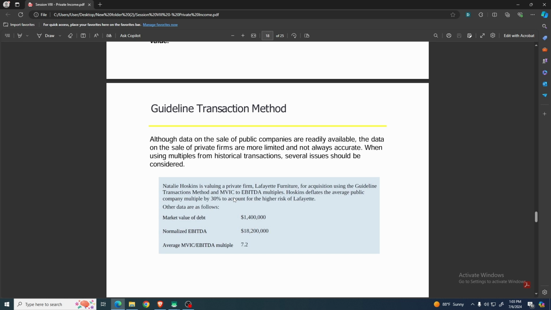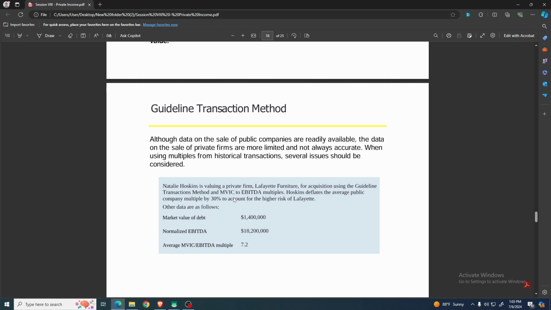So you apply the multiple from similar-scale public firms when you're going to value your private company. These factors need to be thoroughly remembered throughout the entire valuation process. So the process of the guideline transaction method: first, you need to identify comparable transactions.